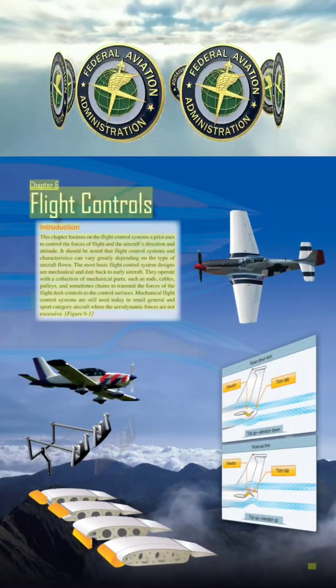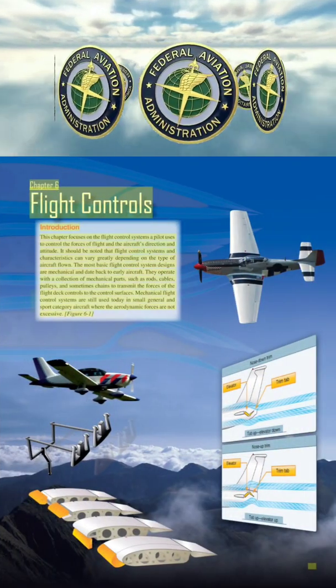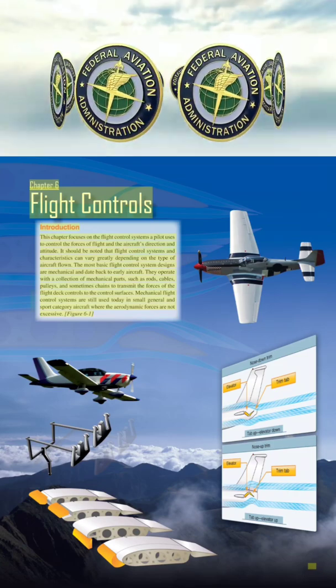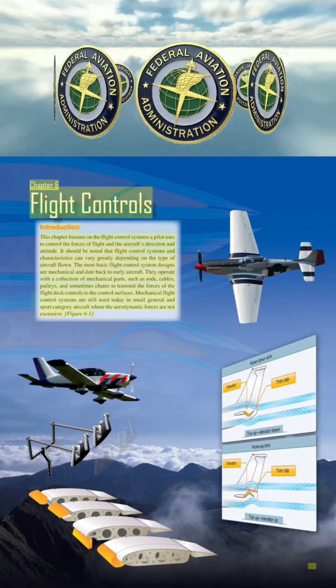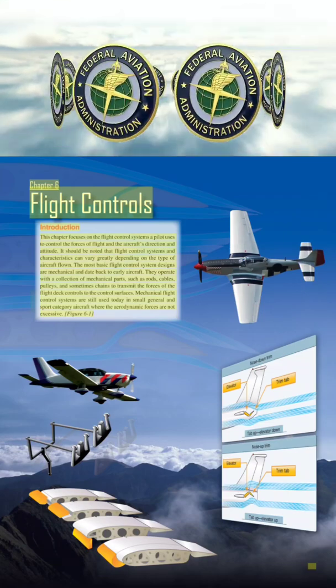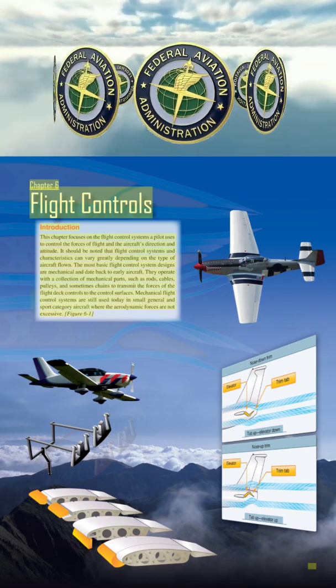6:1 Introduction. This chapter focuses on the flight control systems a pilot uses to control the forces of flight and the aircraft's direction and attitude. It should be noted that flight control systems and characteristics can vary greatly depending on the type of aircraft flown. The most basic flight control system designs are mechanical and date back to early aircraft.